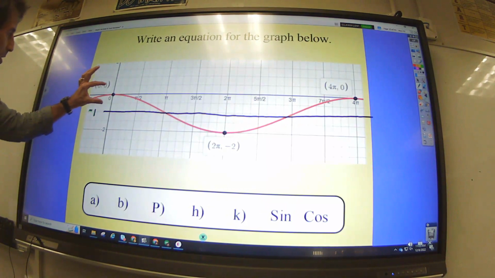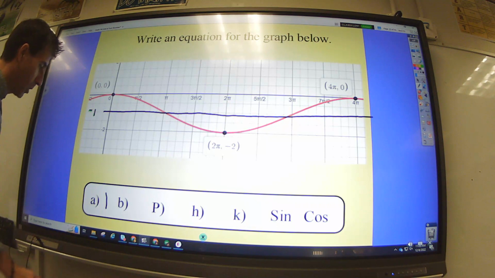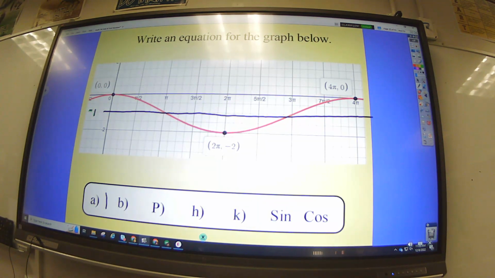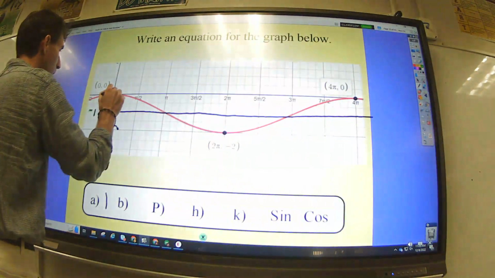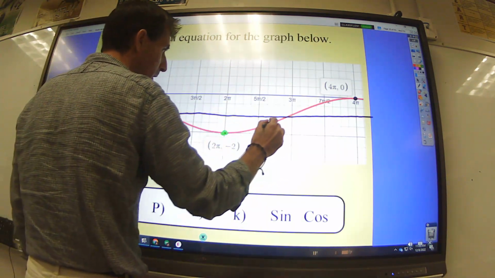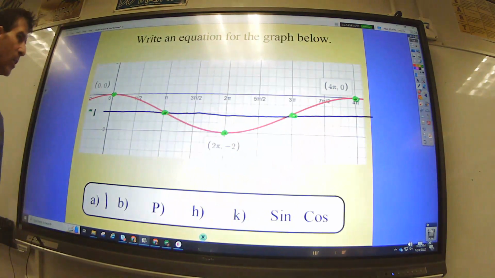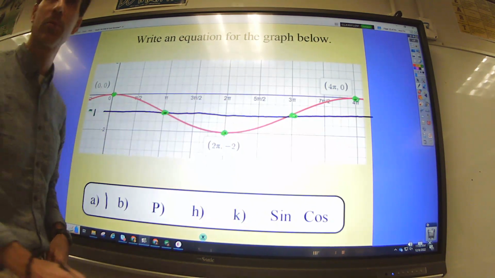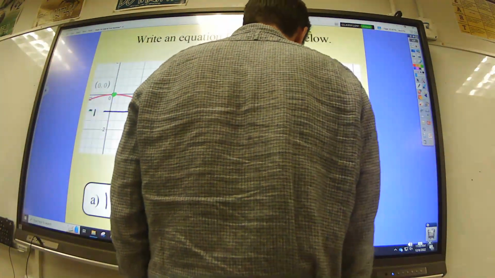I can see I go up 1. So my A is 1, right? Let's do the 5 key points: 1, 2, 3, 4, 5. What do you guys think? Sine or cosine? Cosine, because I got the 2 and 4 are my zeros, right? So I got cos.